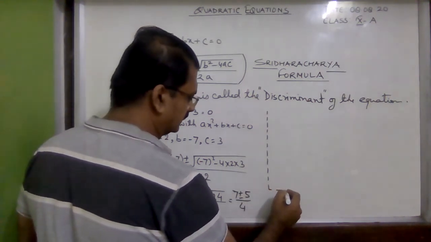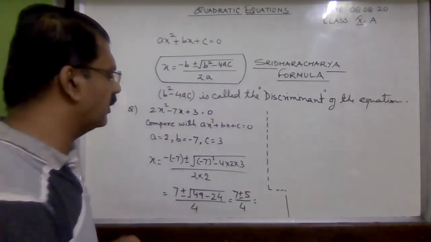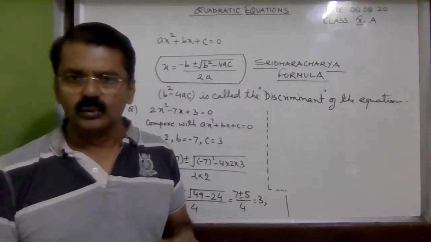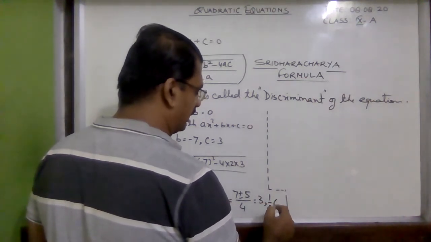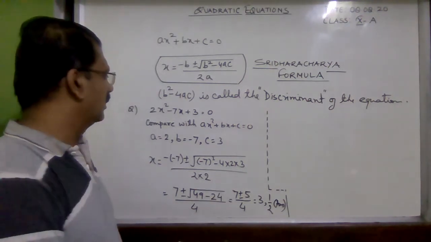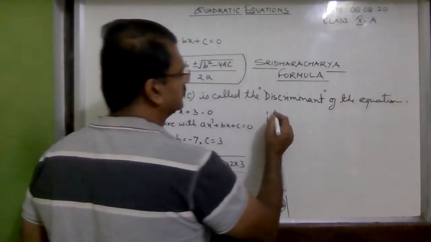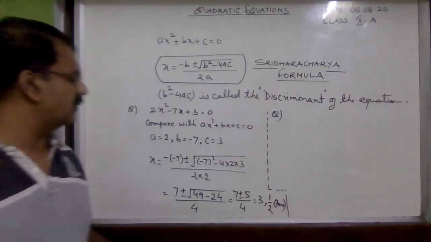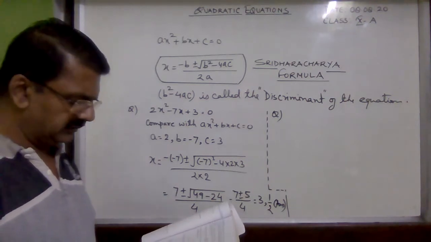Now 7 plus 5 is 12, 12 upon 4 is 3. And 7 minus 5 will be 2, 2 upon 4 is 1 upon 2. So the answer will be 3 comma 1 upon 2. The two values of x, or the roots of the equation, are 3 comma 1 upon 2. Clear? Now the next question.